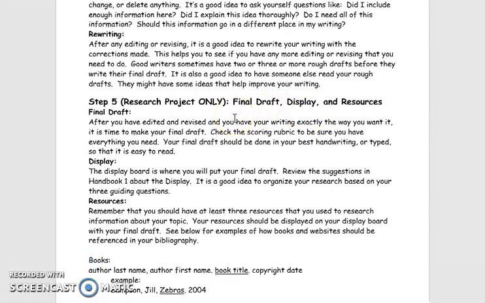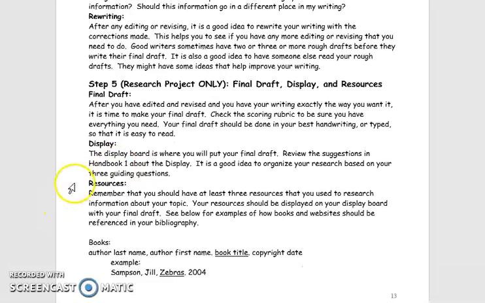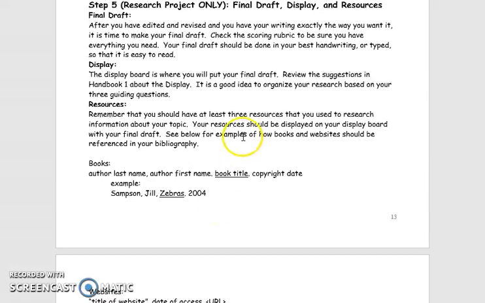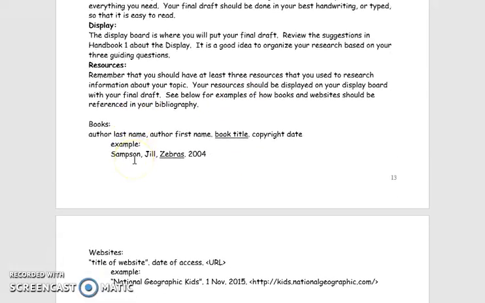Now, with your display, your writing is, yes, in your logbook, but it also needs to be on your display board, and we'll talk more about that when we get to the display board section. But your resources are very important. You need to make sure you've documented your resources correctly, and we have examples of how to do that here.